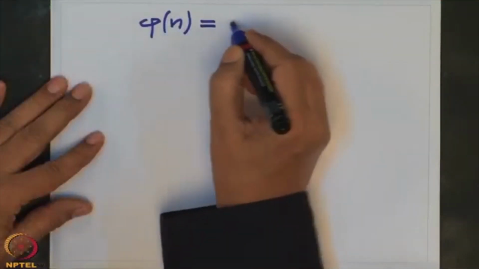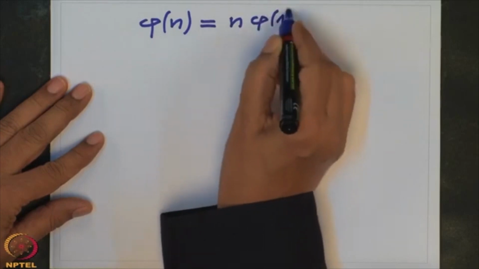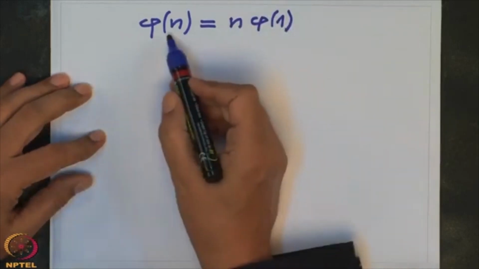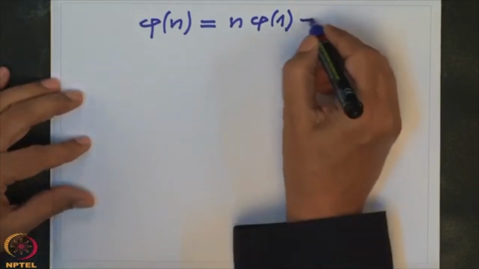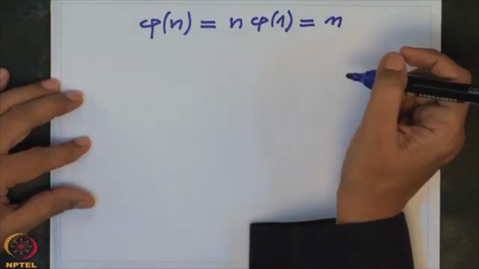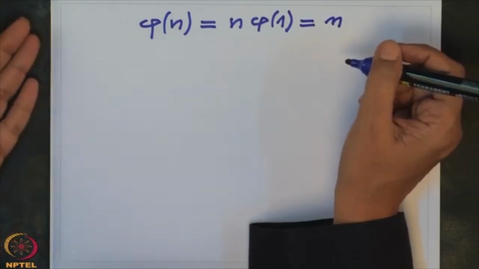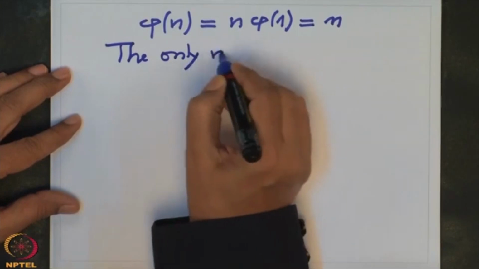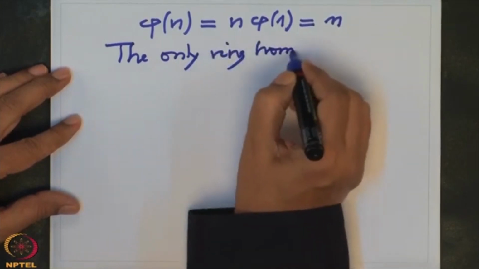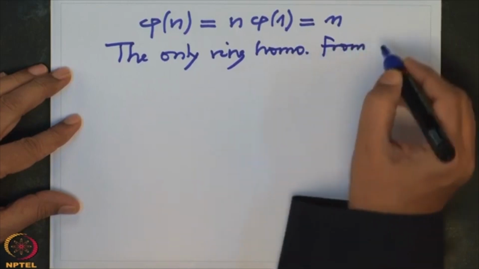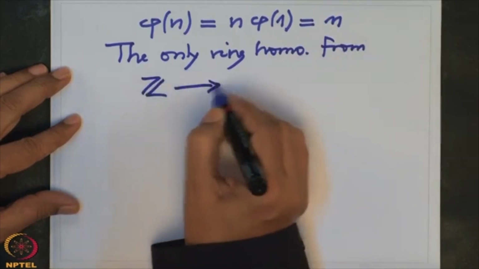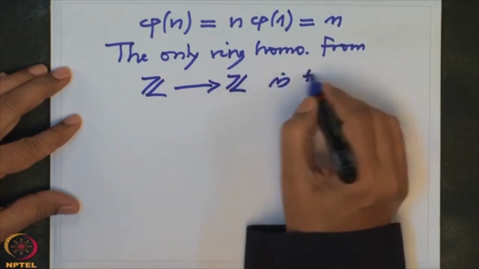So what we noted is that phi of any n has to be n times phi of 1. That means this phi is uniquely determined by the image of 1, which is 1 only in this case. So this is n. So we check that the only ring homomorphism from Z to Z is the identity map.